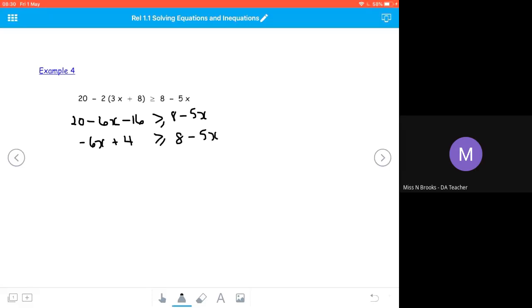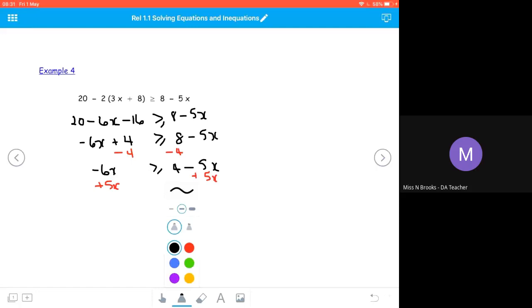So now we need to collect our constant terms, so we're going to take away 4 from both sides. So we've got negative 6x is greater than or equal to 4 minus 5x. We want to collect our variables onto the left-hand side, so we're going to add 5x to both sides. So we're going to have negative x is greater than or equal to 4.